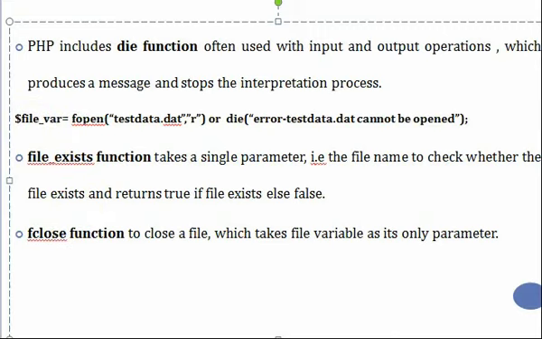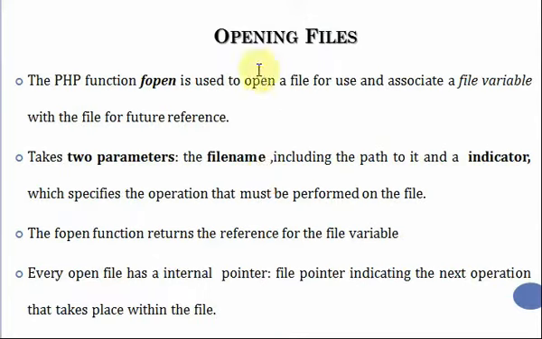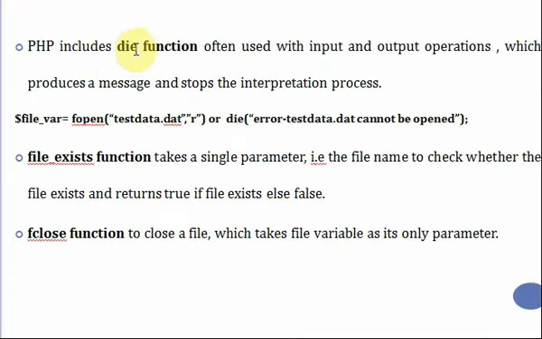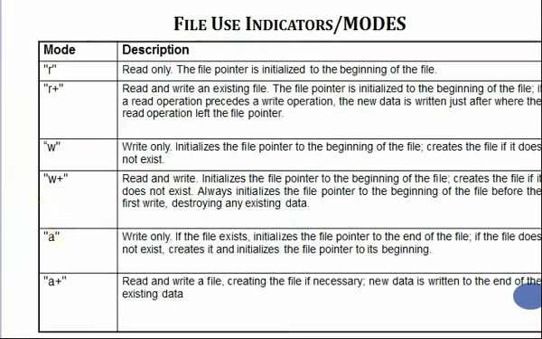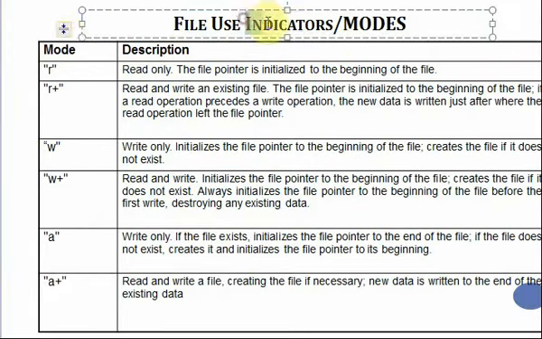So these are the operations or functions associated with opening a file. What are the functions? fopen, and the next one is die, which is used to display an error message. The next function is file_exists, which tells you whether the particular file is present or not. And the last one is fclose, which is used to close the file that is no longer required. In the next slide you have a table which is going to tell you the different indicators.